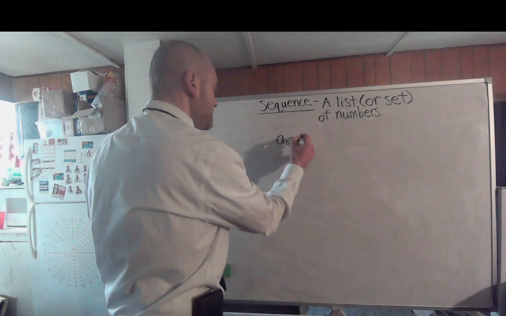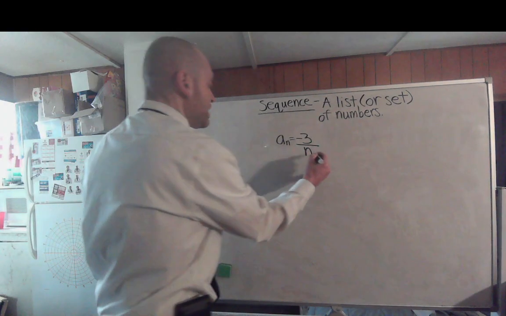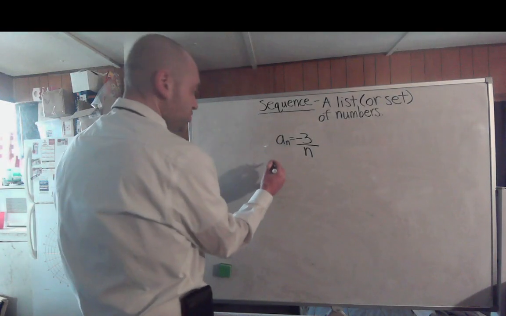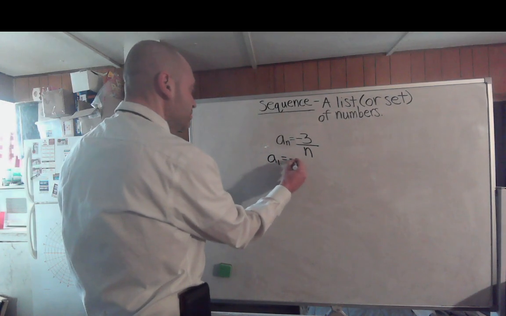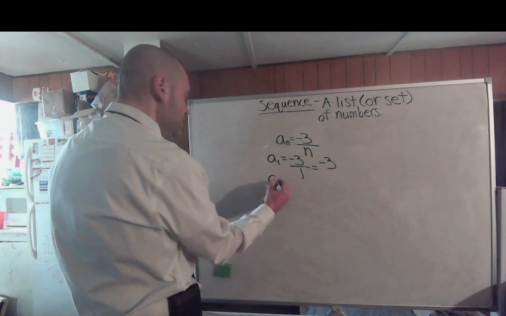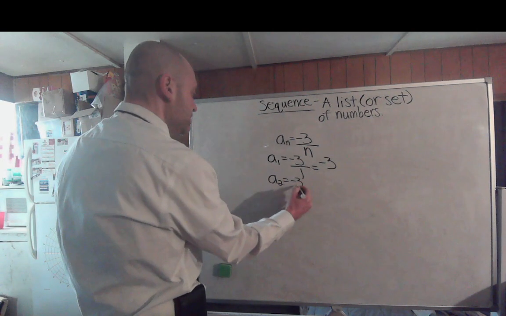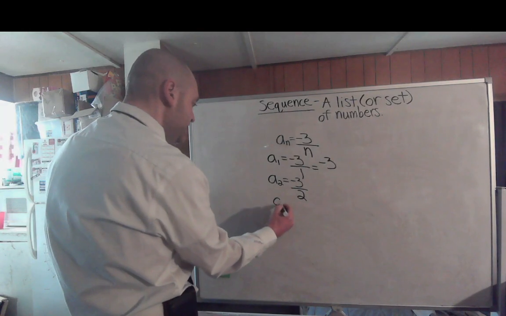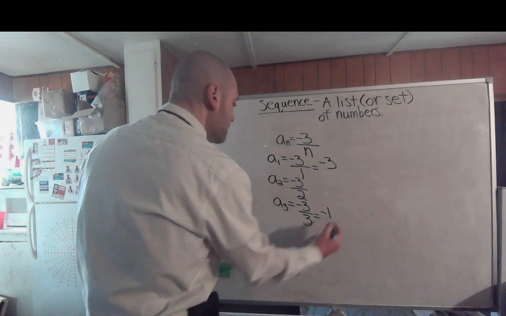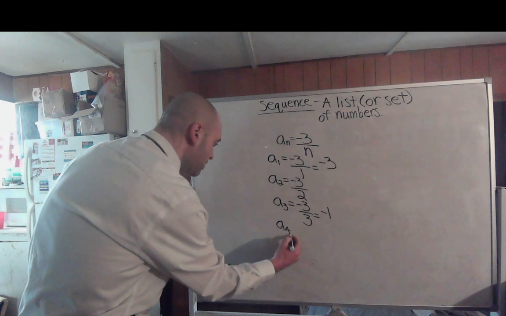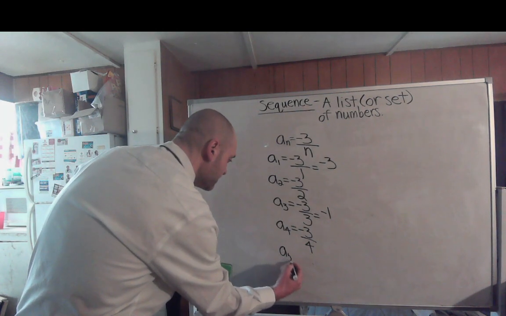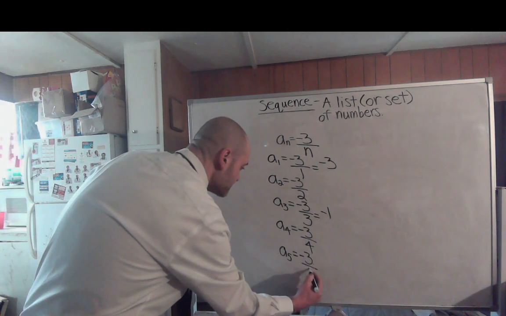Now this one is a sub n equals negative 3 divided by n. So a sub n equals negative 3 divided by n. So we'll do the first 5 terms. So a sub 1 would equal negative 3 over 1, which we know is just simply negative 3. A sub 2, that's going to be negative 3 over 2. A sub 3, well, that would be negative 3 over 3, which would turn into negative 1. A sub 4, that would be negative 3/4. And then a sub 5, that would end up being negative 3/5.